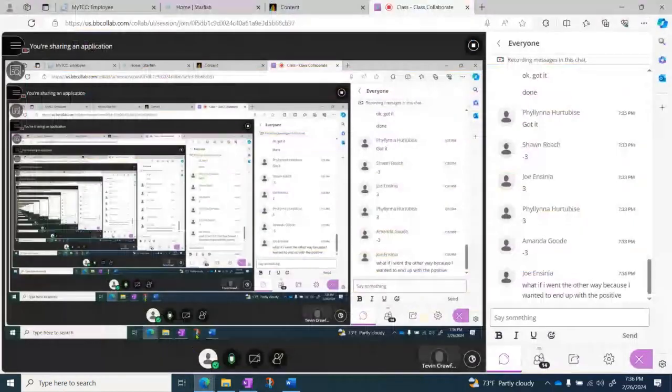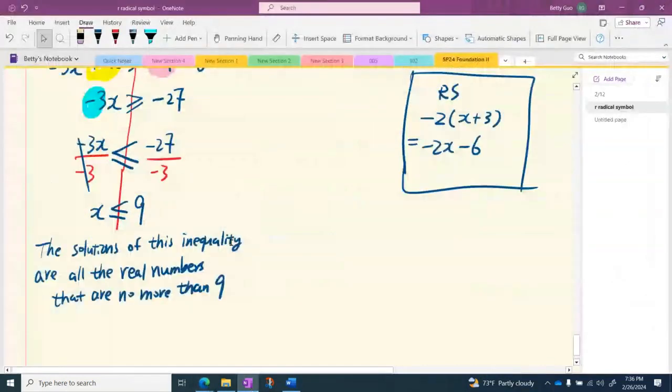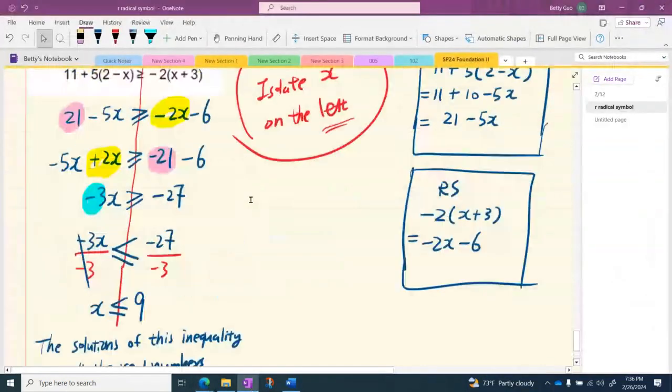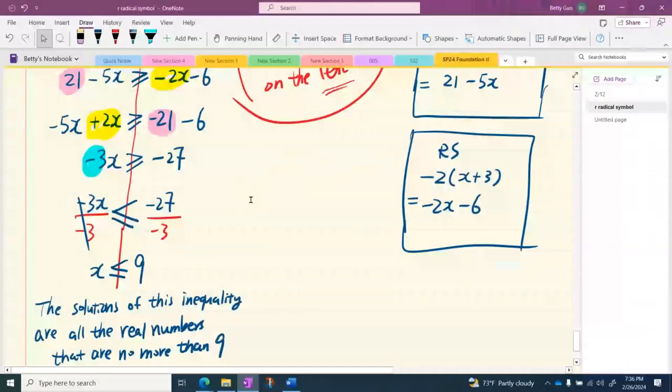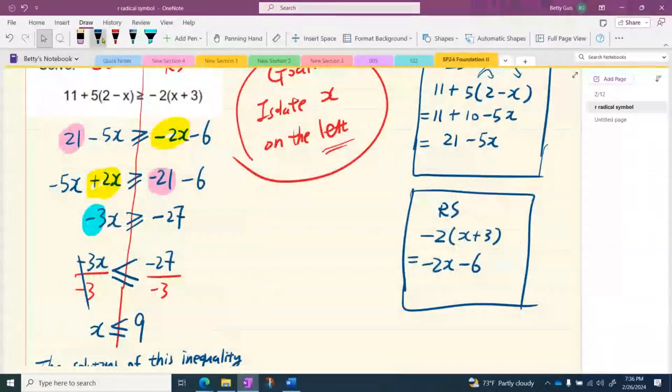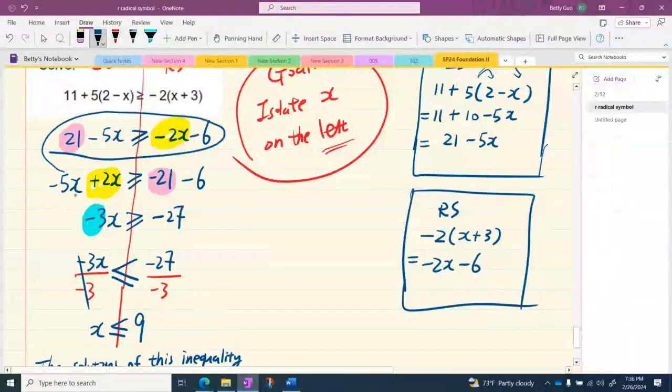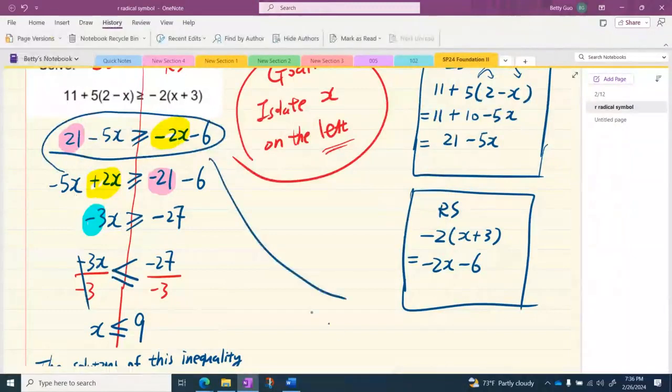What if I went the other way because I wanted to end up with the positive? Good question. Let's do that. The other way, let's start from here. So we have 21 minus 5x bigger than or equal to -2x minus 6.